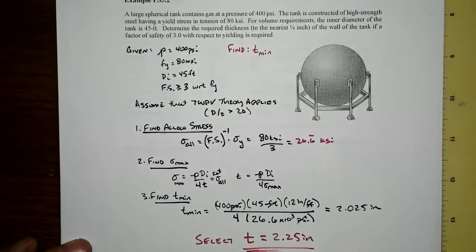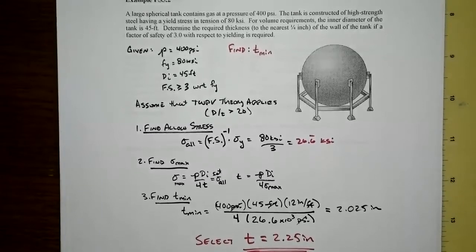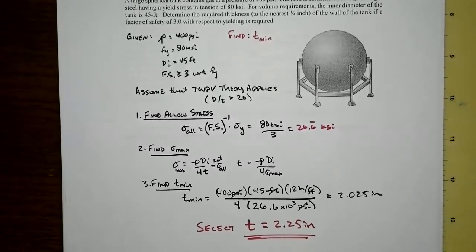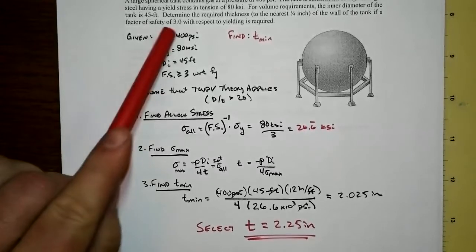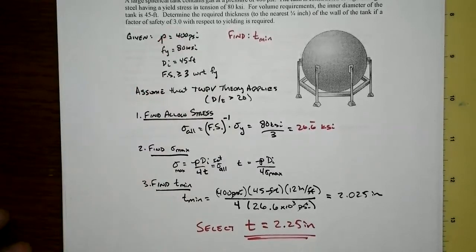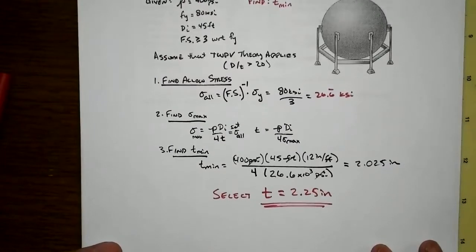Now, if you can convince somebody to use a slightly smaller factor of safety than 3, though not very much smaller than 3, then we can use a 2-inch wall thickness, and that probably is actually kind of a big deal. Now we also want to check to make sure that our thin wall pressure vessel theory still applies.